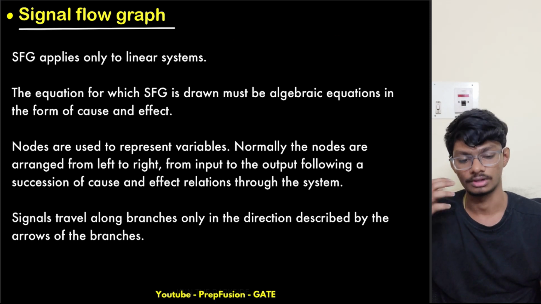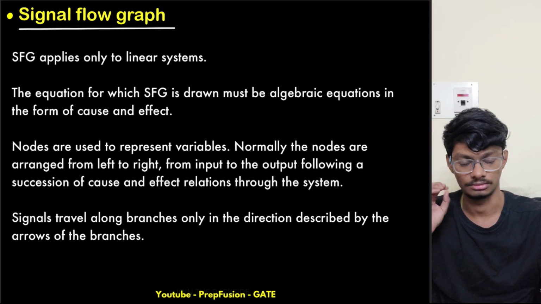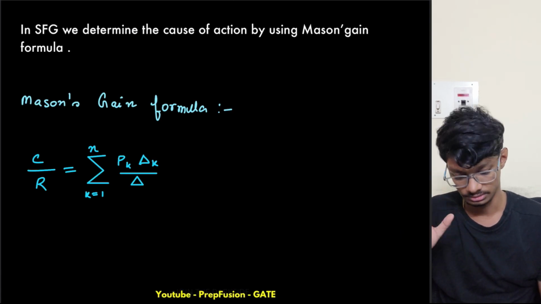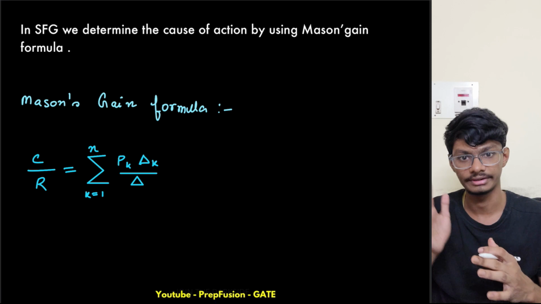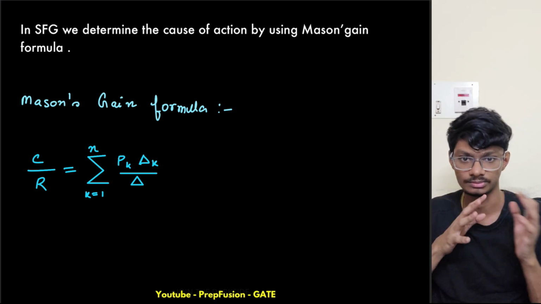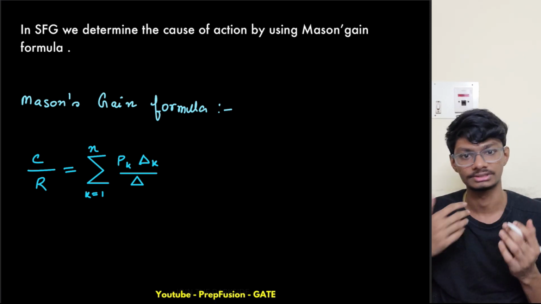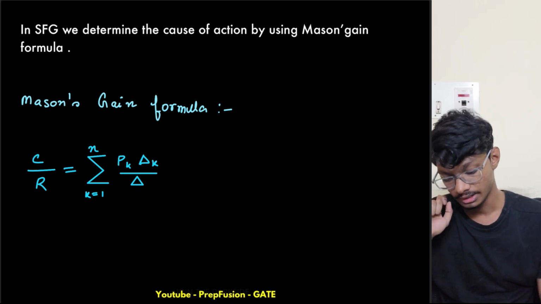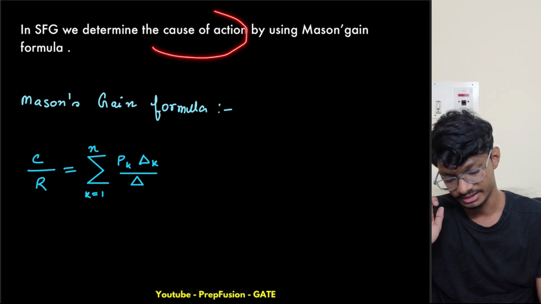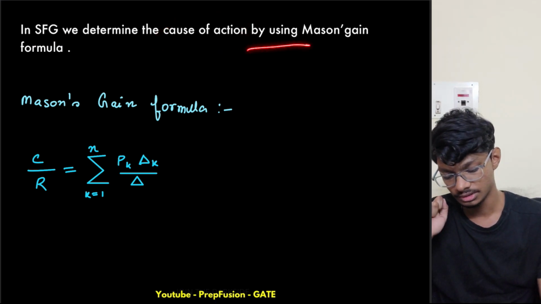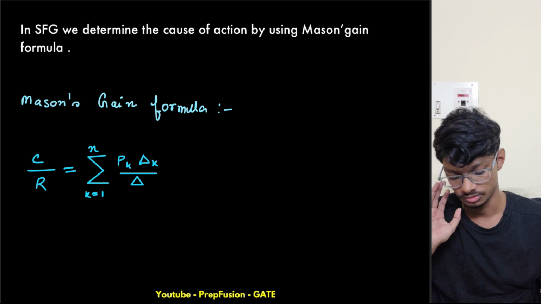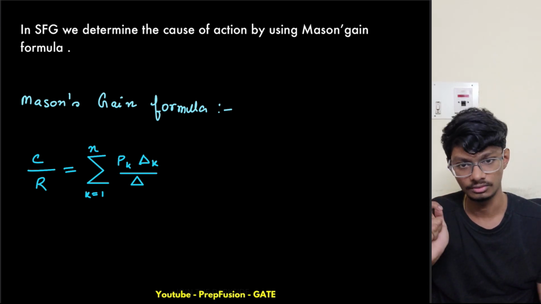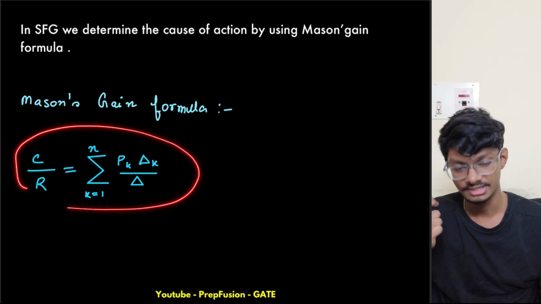I will again take one example and explain it to you. But first, to get your notes ready, this is the important point. All things I will explain in the next few slides with an example. Just listen to what I am saying right now. In SFG, we determine the cause and effect, that is the transfer function, by using Mason's gain formula. So this is Mason's gain formula. One by one I will explain what each term means.